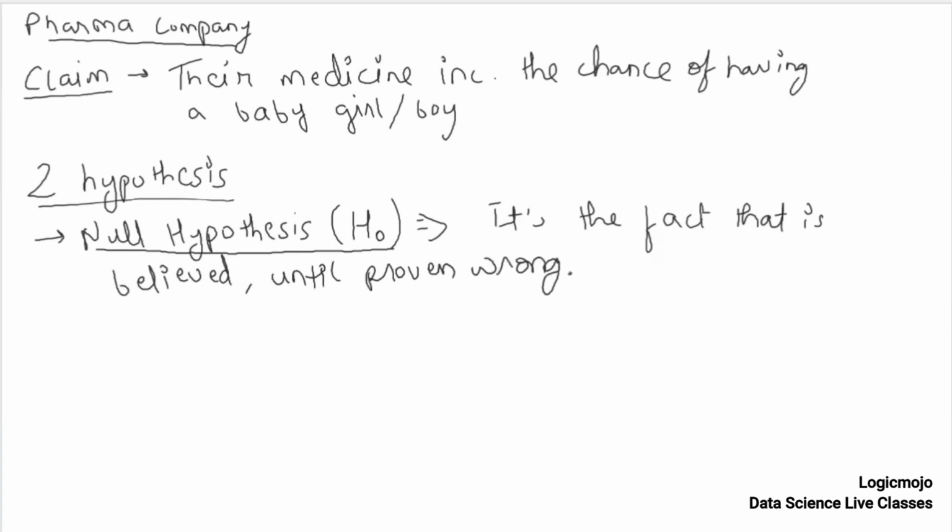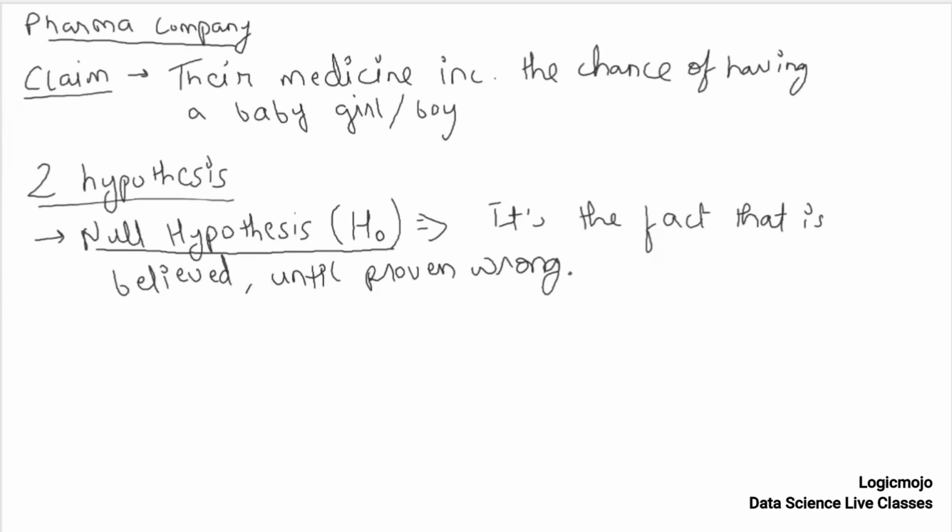So think about this. With respect to this claim, what will be the null hypothesis? It's the fact that is believed until proven wrong. What do you think is the fact with respect to the chances of having a baby girl or a boy? The actual fact that you believe: if someone is pregnant, what are the chances that they will have a girl? Okay, 50%, right? Yes, 50%. This is the fact. Everyone knows that there's an equal chance of having both.